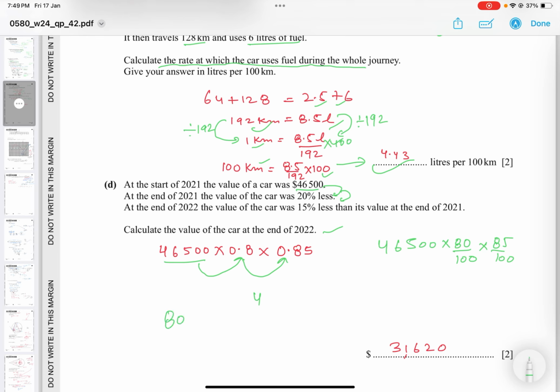You can do it step by step also. First, you can find 80% of 46500. You will get an answer then. Then you can find 85% of the answer. And you will reach to the same point where I have reached. That is 31620.